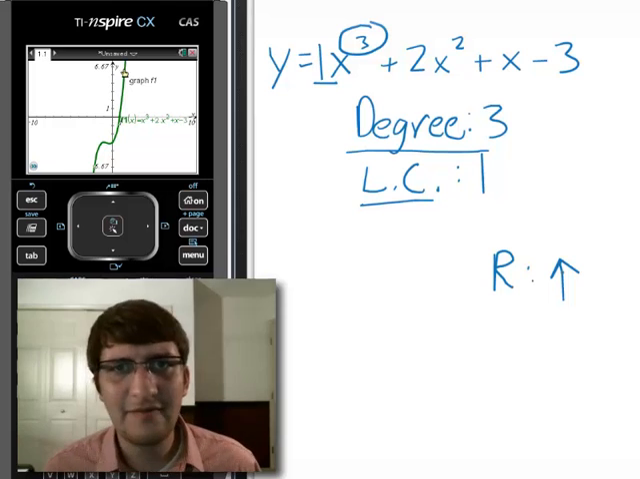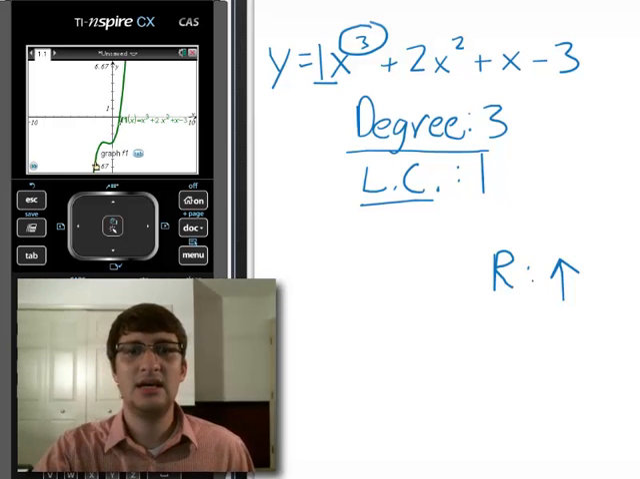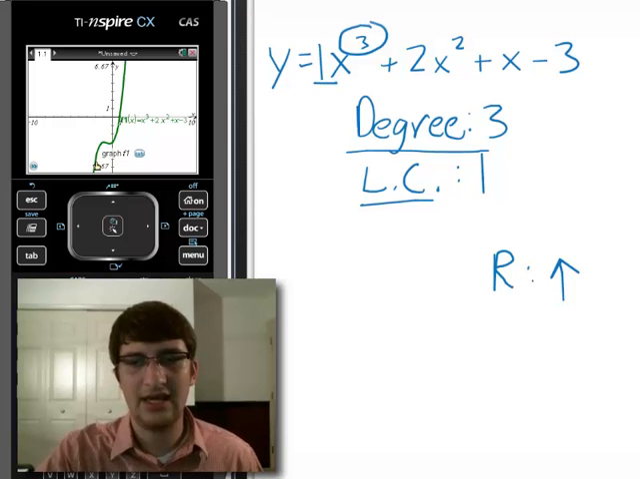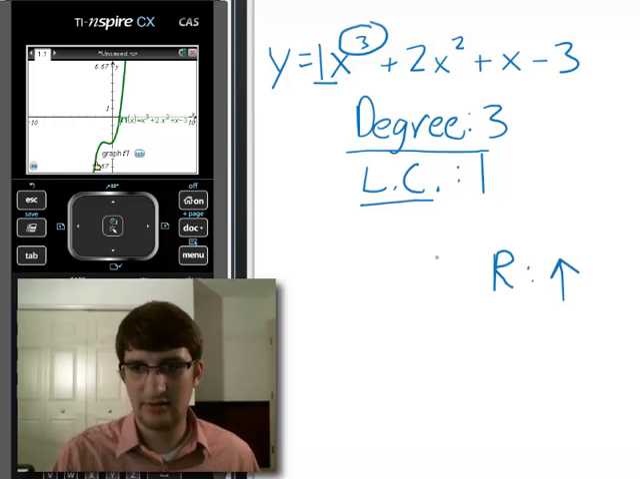Now, what's the left arm doing in the graph? And you guessed it, it's pointing down, okay? So the leftmost point of this graph is, for the most part, going to keep continuing to go down forever and ever and ever, okay? So the left arm, or the left tail of this graph, is pointing down, okay?